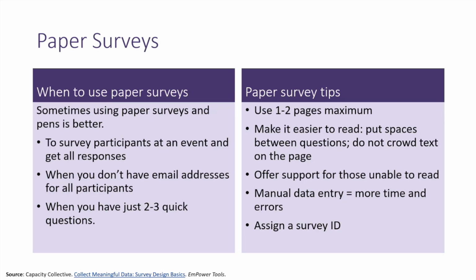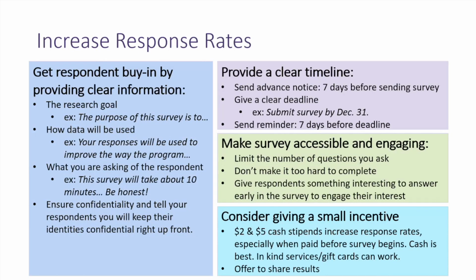If you're giving out these paper surveys in person, there's an opportunity to offer support for folks who are unable to read. You are going to do some manual data entry, though, if you're doing it on paper, which is going to add some time and potential human error as you're transferring from paper into whatever, Excel, or if you have some sort of software. And then another tip or trick is to assign a survey ID to make sure that the surveys are confidential, anonymous, but you can still track all the answers together. Get to the next slide.